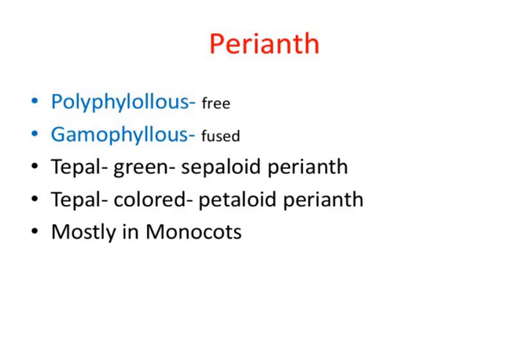And if the tepals resemble leaves, greenish like a calyx, they are called sepaloid perianth. And if the tepals are colored, they are called petaloid perianth.